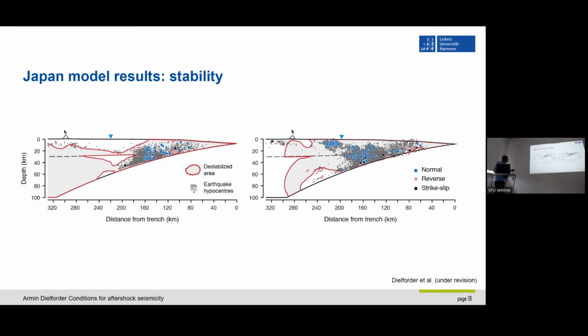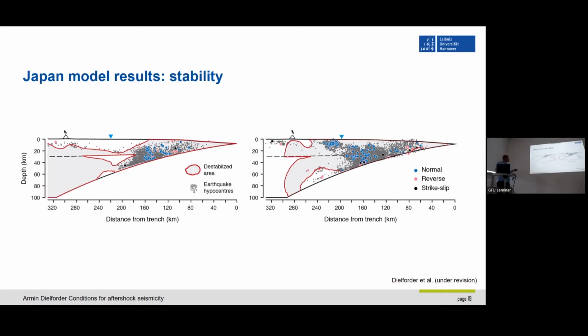And these red lines here outline the destabilized areas of the forearc. And actually, this is also gray filled, but I think it is difficult to see. But what you can see is that all these dots, which are the aftershock seismicity, most of these events plot within the destabilized areas for this best fit solution. It's about 98% or something like this.